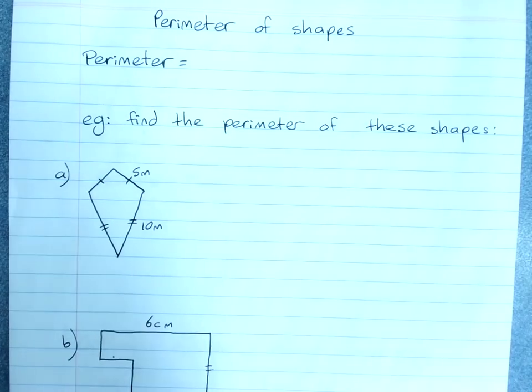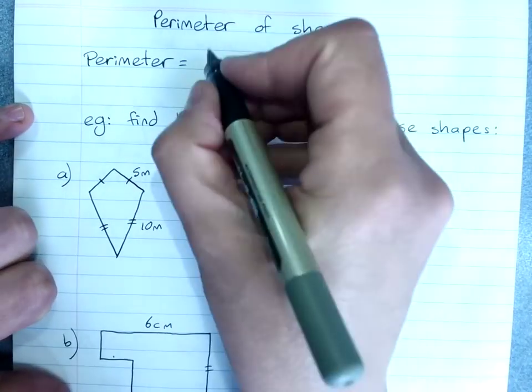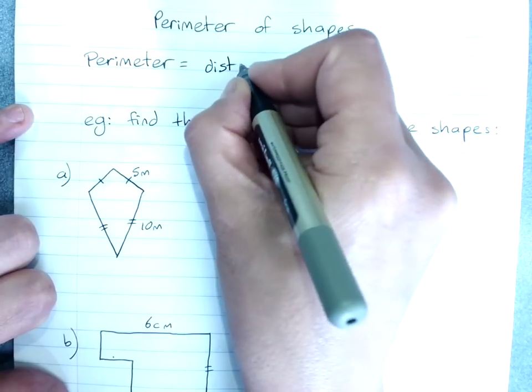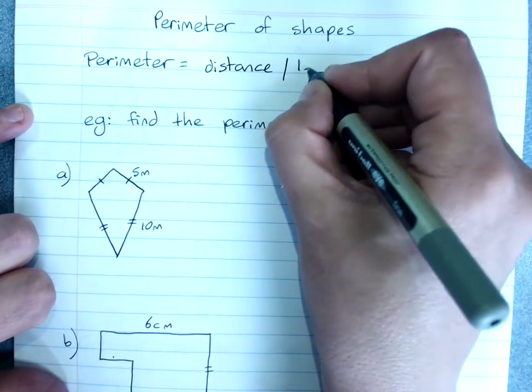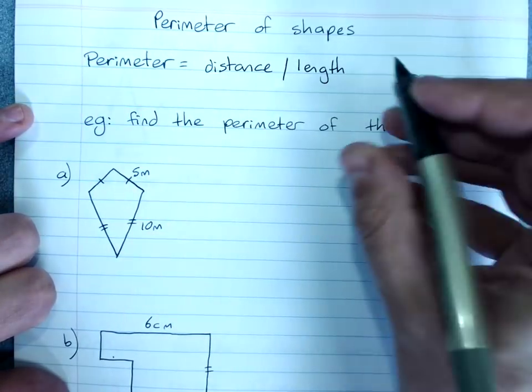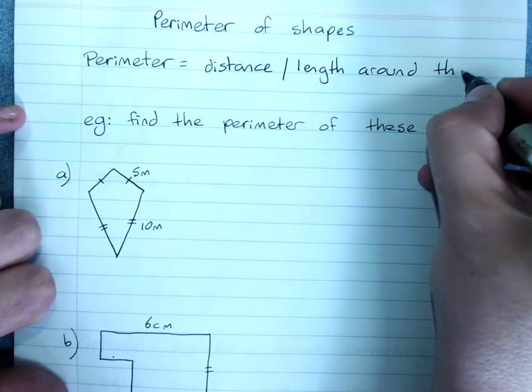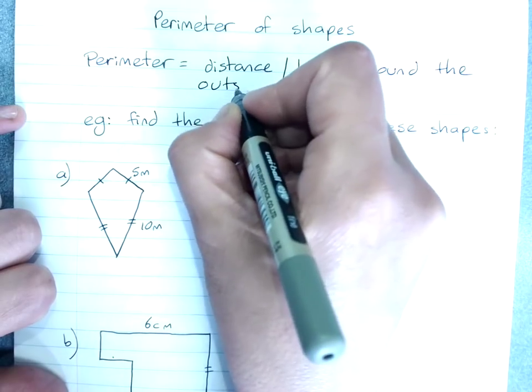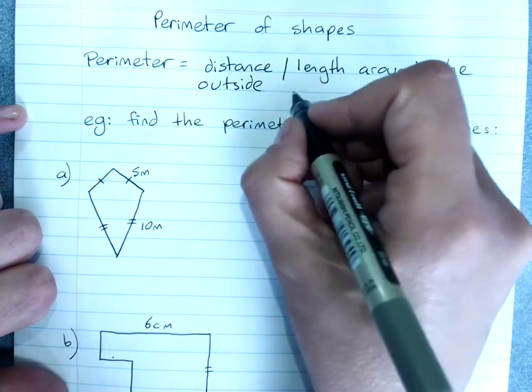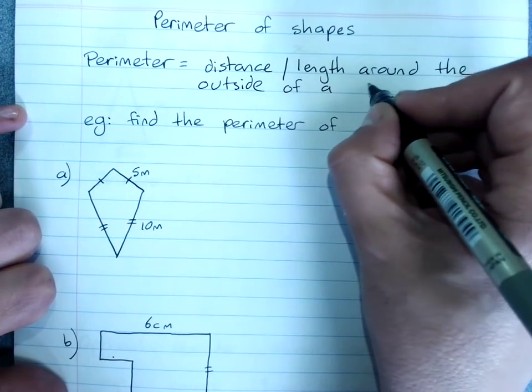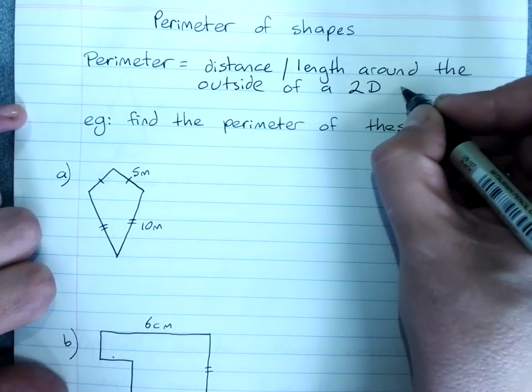Perimeter of shapes. The perimeter is the distance or length around the outside of a shape. Or you could say around the edge of a shape. And of course we're in 2 dimensions.